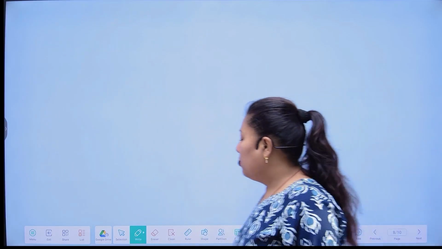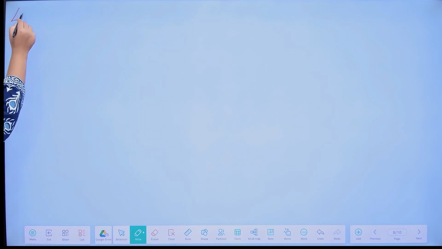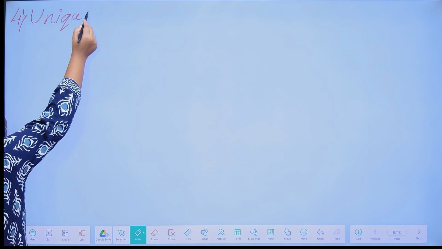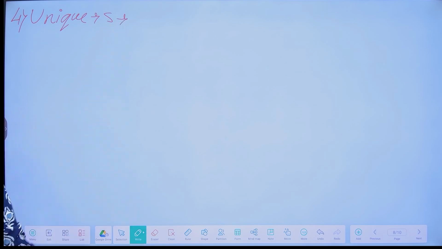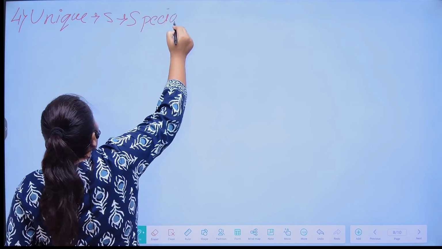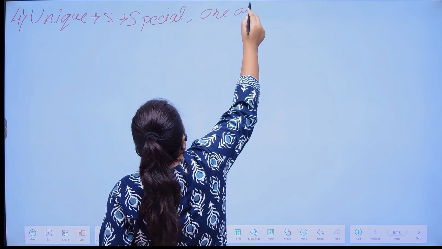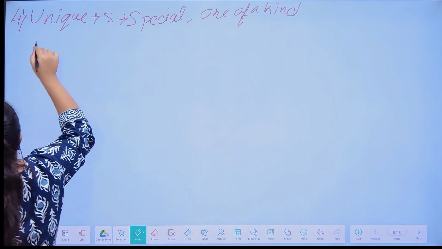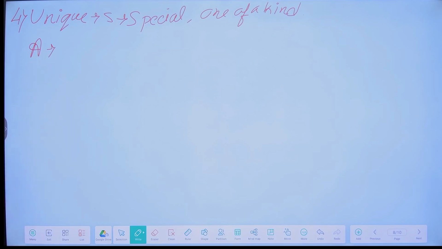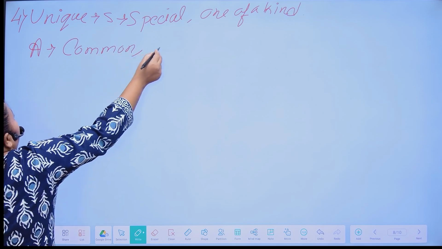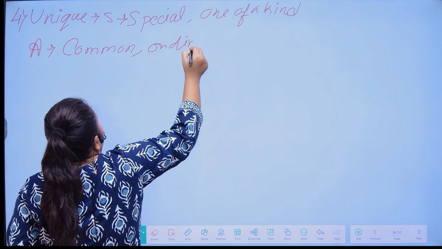And next word is unique. The synonyms of unique are special and one of a kind. Now the antonyms of unique are common and ordinary.